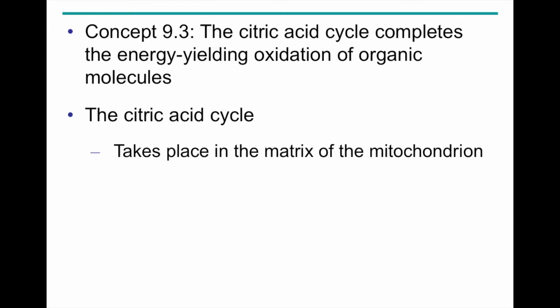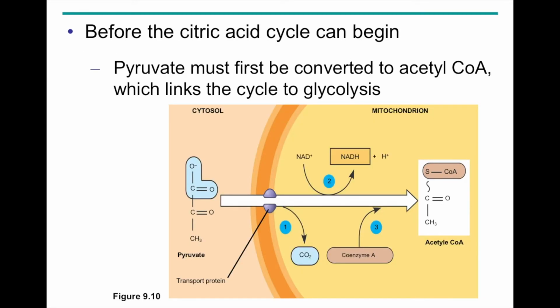Now we're moving into the second step of cellular respiration, which is the citric acid cycle, which completes the energy-yielding oxidation of organic molecules. This is happening in the mitochondria, in the matrix of the mitochondria, so it's the open space in the mitochondria. Before we can start the citric acid cycle, we have to take that pyruvate and convert it into acetyl-CoA. This CoA just means coenzyme A, which links the cycle to glycolysis. So this process shows the transition from the first part of cellular respiration, glycolysis, ending with pyruvate in the cytosol, transitioning into the matrix of the mitochondria, and then turning it into acetyl-CoA.